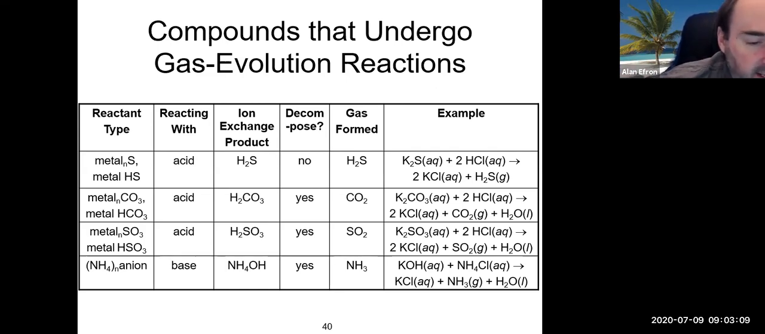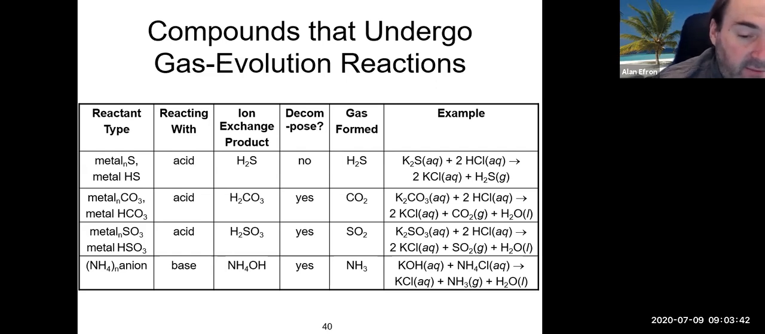If you take a metal with carbonate, like sodium carbonate or potassium carbonate, like in this example here, and you react it with an acid, it will make carbonic acid, which will then go through a decomposition reaction and produce CO2 gas. If you have a metal with sulfite and react it with an acid, it also will produce sulfurous acid, which will go through a decomposition reaction to produce SO2.